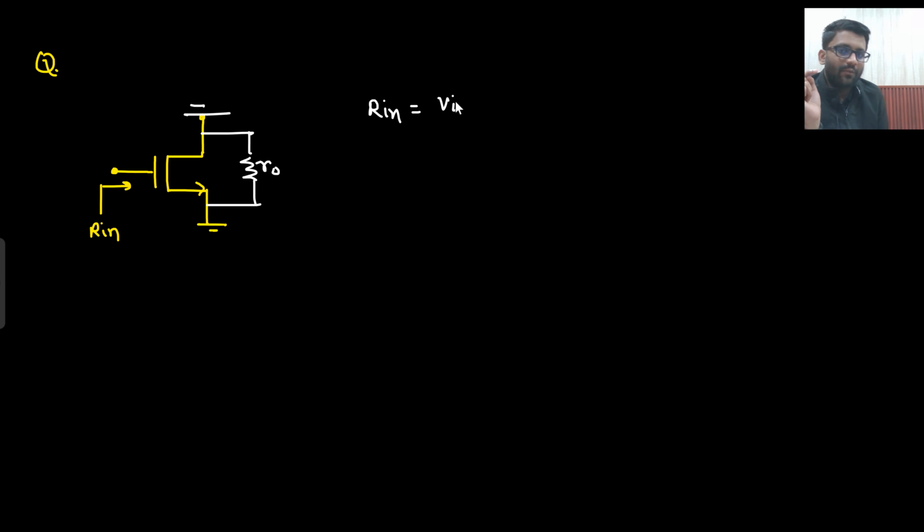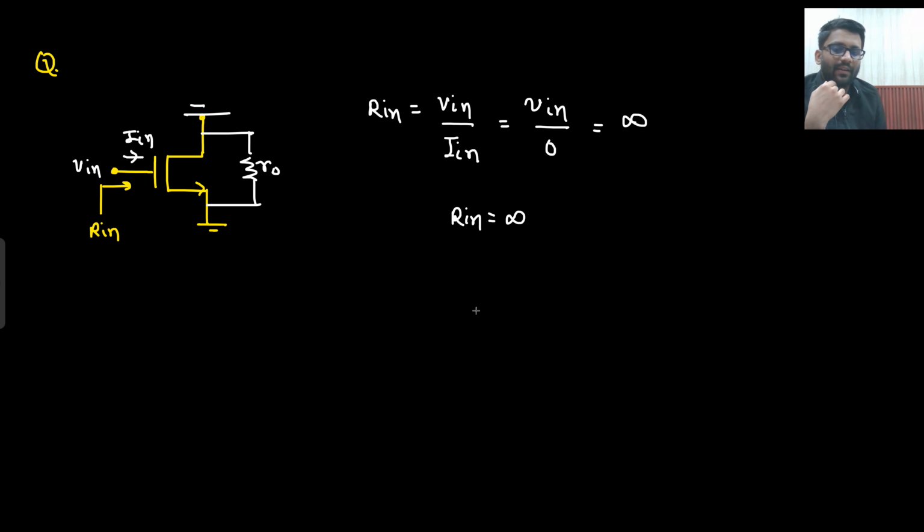So what am I finding? R in. What is my R in? V in by I in. Basically, I will apply a V in here and get I in out of it. I don't know what my V in is, and I don't care about that. But I know that my I in is 0. That means my R in is infinity.